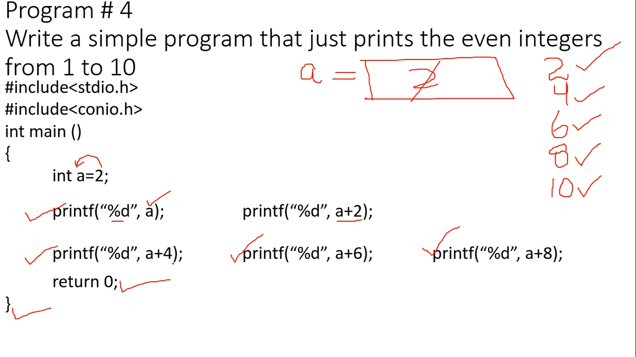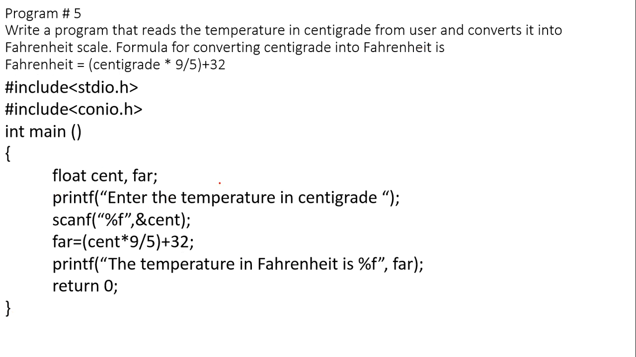So for the odd numbers, just a minor change. This program will require a minor change, that will be a is equal to 1. If we write a is equal to 1, the same program will print odd integers, and if we write a is equal to 2, the same program will print even integers. Okay, moving toward the next program, that is program number 5.